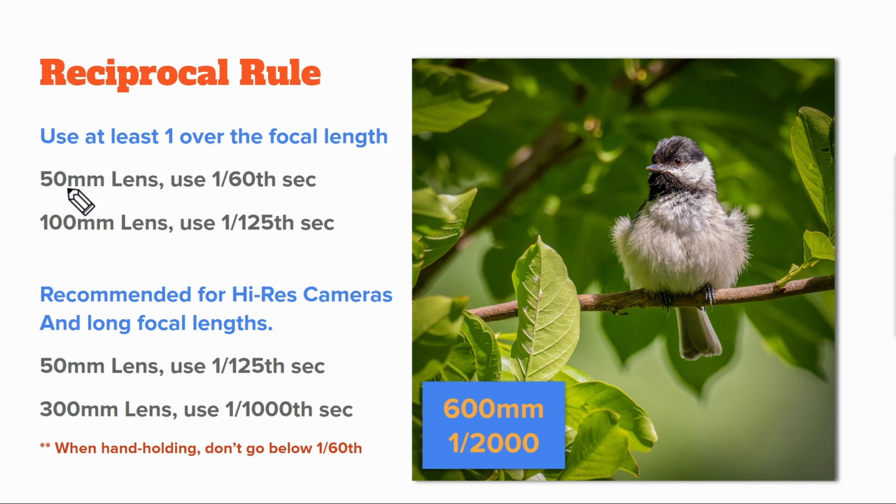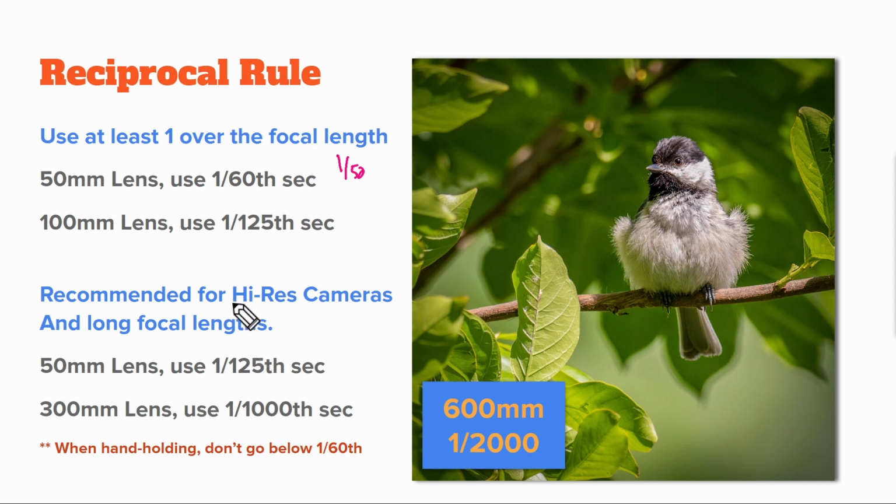Now, why didn't I use 1/50th of a second, right? Because that would be technically 1 over the focal length. Well, I'm just rounding this to the nearest full stop on the shutter speed scale that I showed you earlier. So if we used a 100mm lens, instead of 1/100th of a second, I would use 1/125th of a second.